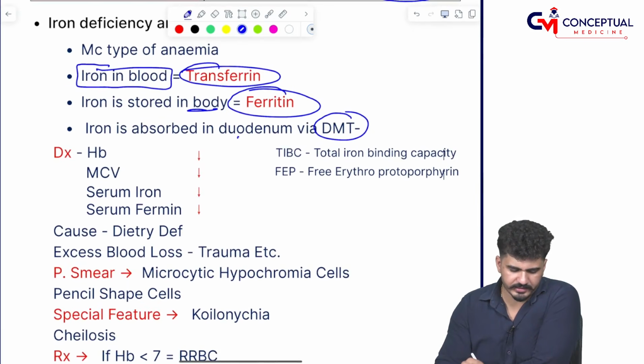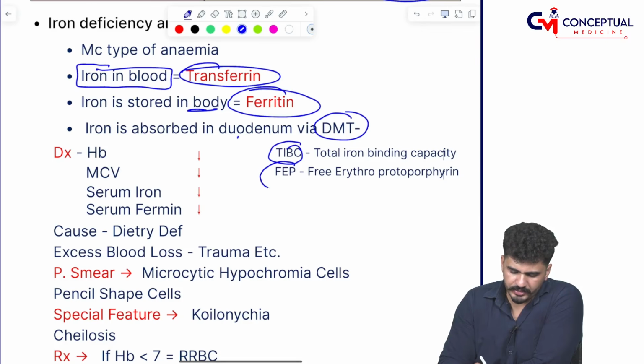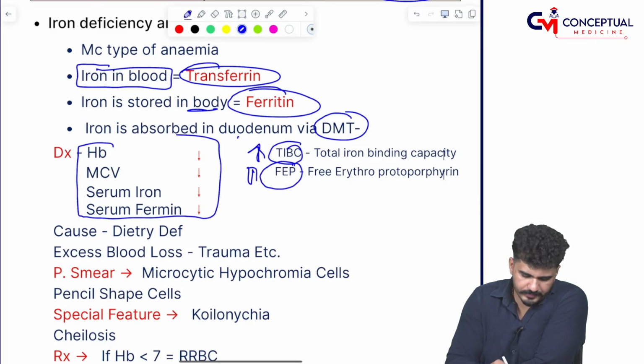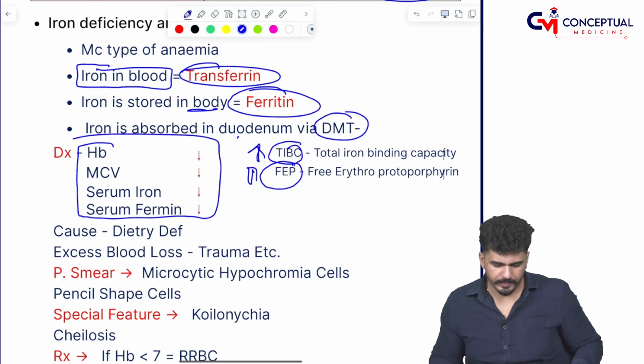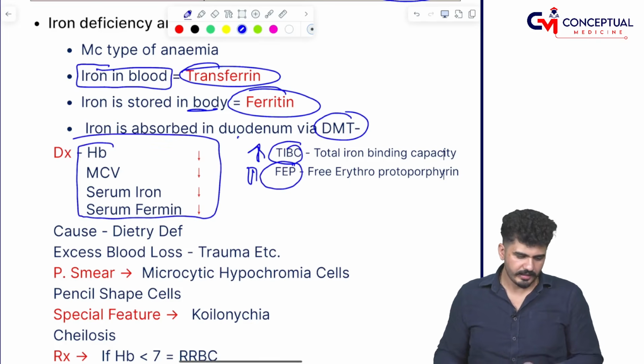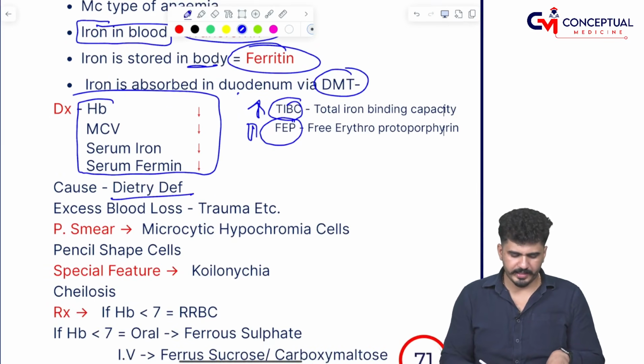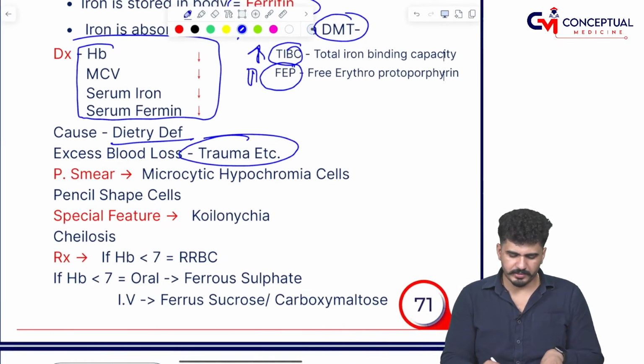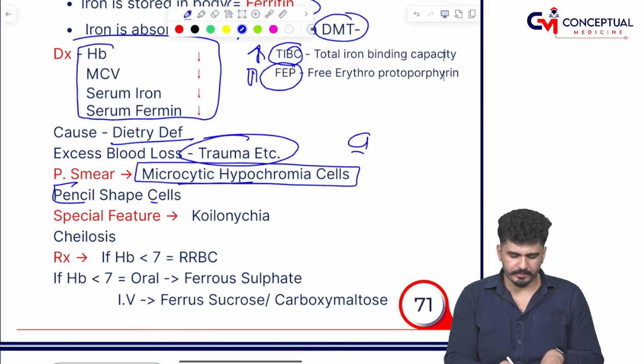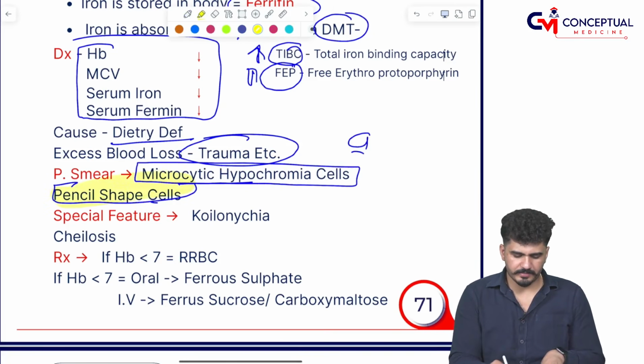Now what happens in the iron profile? TIBC and free erythrocyte protoporphyrin are both high, everything else is low. In iron deficiency anemia, these two things are high, the rest are low. Causes are dietary, and excessive blood loss can also lead to it. On the peripheral smear you will see microcytic hypochromic cells, which are pencil shaped cells.